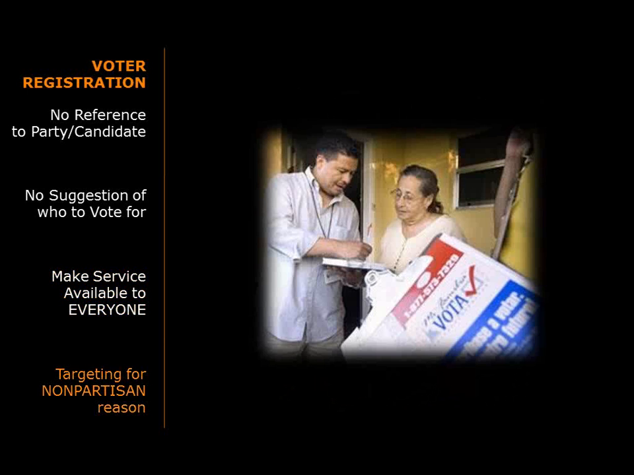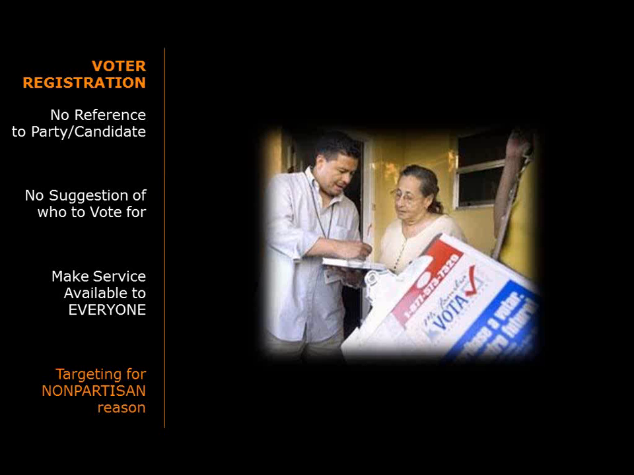And finally, we want to target those who want to vote for nonpartisan reasons. You can't target based on swing districts. You couldn't say, okay, we want to register voters, and we're going to go to District 20 because we know we've got plenty of voters there who are going to vote for X party or Y party. We want to target for nonpartisan reasons.